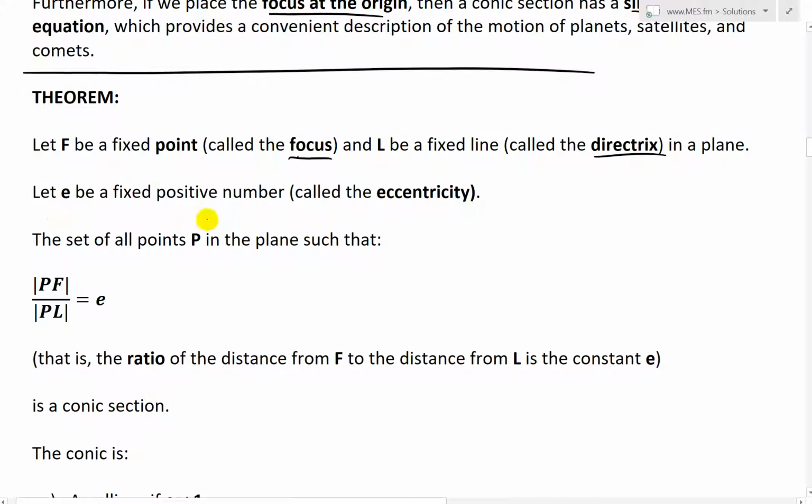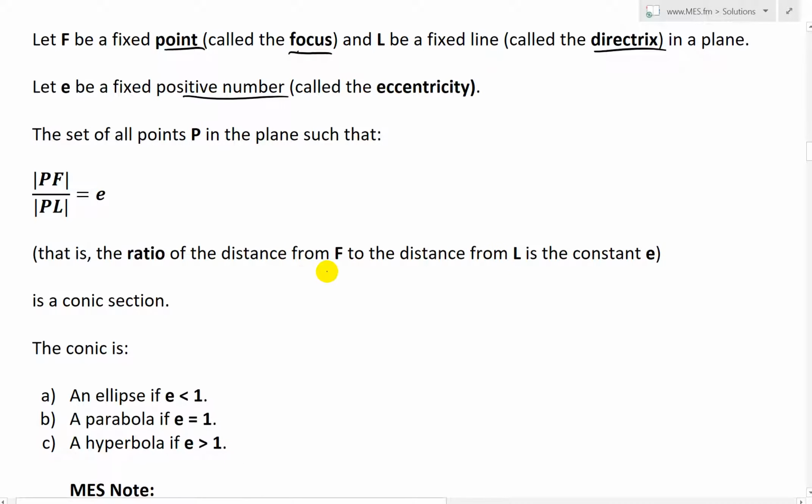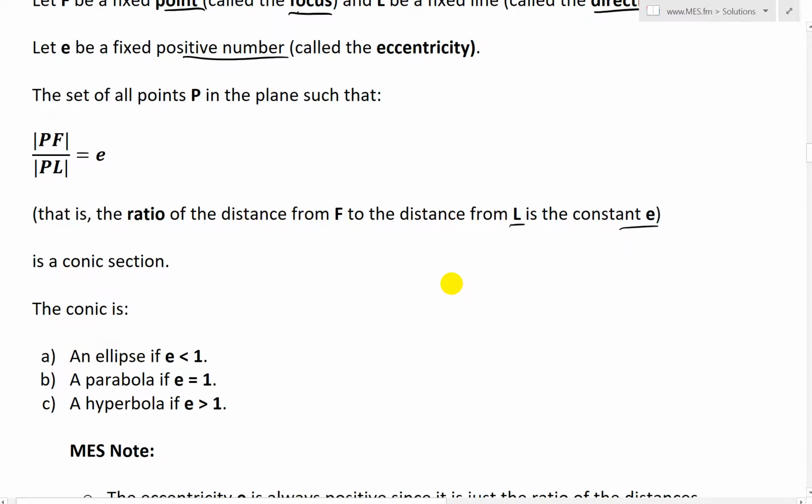Let E be a fixed number called the eccentricity, and consider the set of all points P in the plane such that the distance from P to F, from the point to the focus, divided by the distance from the point to the line, the directrix L, is equal to E, the eccentricity. That is, the ratio of the distance from P to F and the distance from P to L is the constant E.